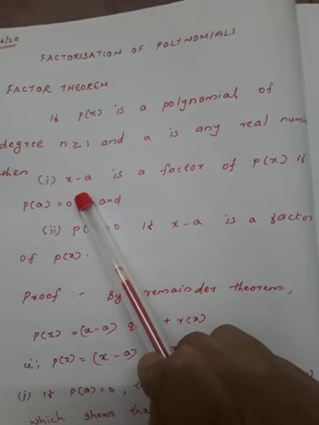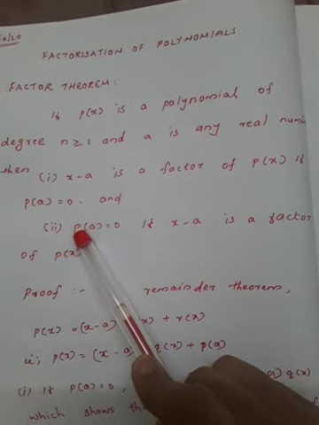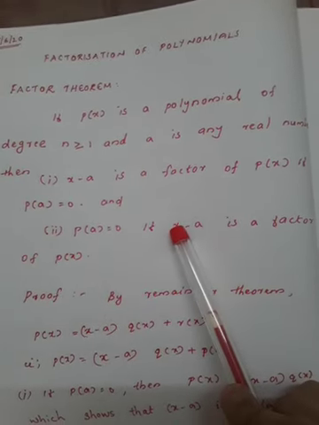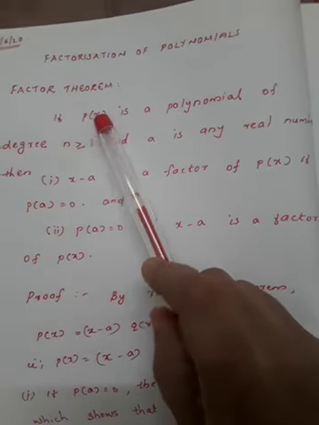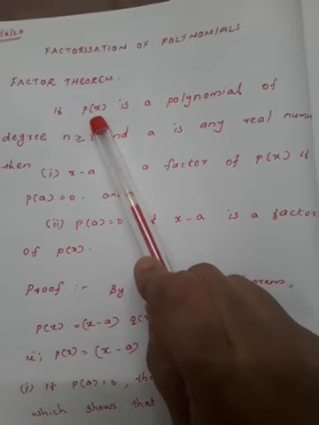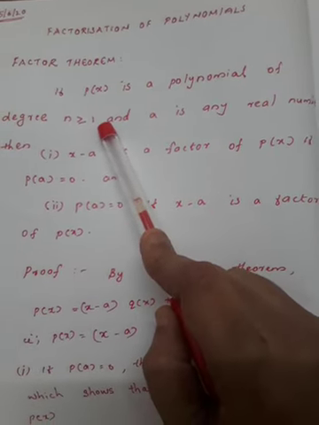If x minus a is a factor, then p of a equals 0. If p of a equals 0, then x minus a is a factor. This is the factor theorem. P of x should not be a constant polynomial. Its degree should be greater than or equal to 1.